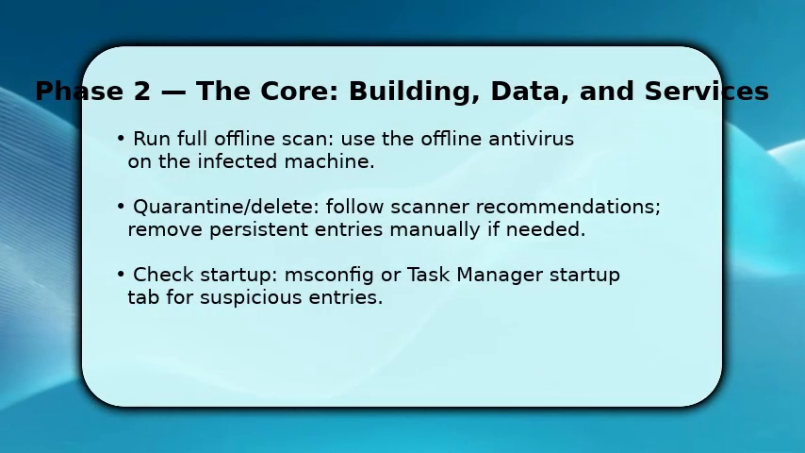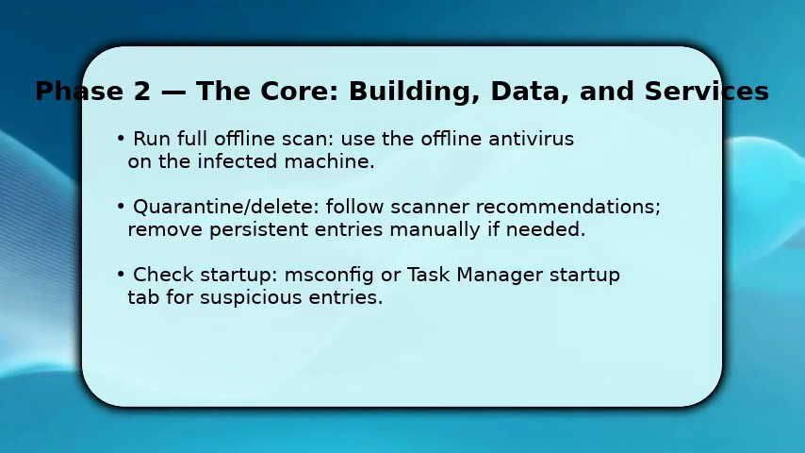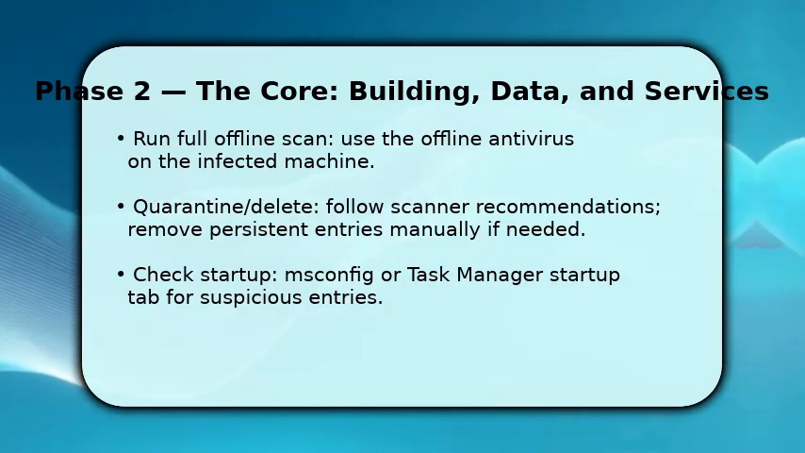You run the offline antivirus now because it can detect rootkits and hidden files without network interference. Start a full system scan and let it finish. Once detections appear, quarantine first, then delete confirmed threats, and reboot into safe mode again to clean locked files.